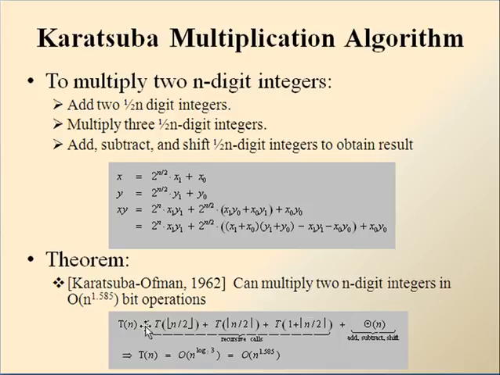T of n is less than or equal to T of floor of n by 2 plus T of floor of n by 2 plus T of 1 plus n by 2. All these are recursive calls, and there are n operations for add, subtract and shift. When he calculated this, it came to be O of n log 3, so that is O of n raised to the power of 1.58.